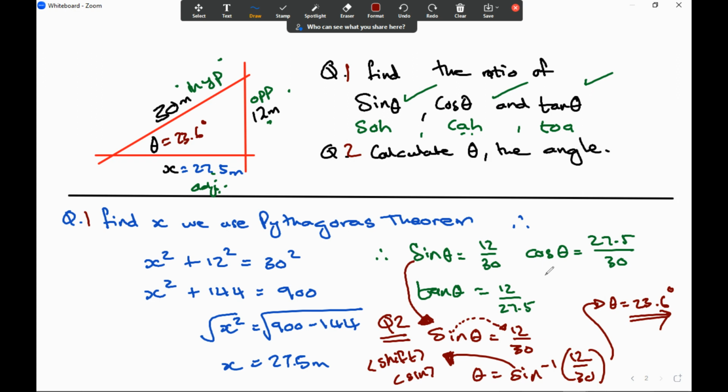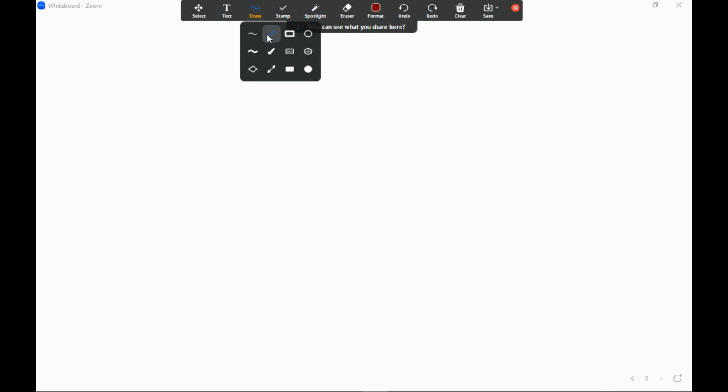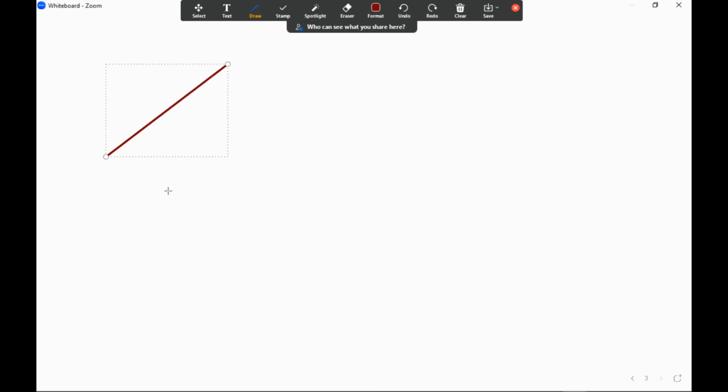Alright, I'll give you a second to think about it, and then we'll go through an example. In the next example now, we're going to do exactly the same thing. So you're going to use Pythagoras theorem, and then you can use sine, cos, or tan, or you can just try and find the angle immediately.